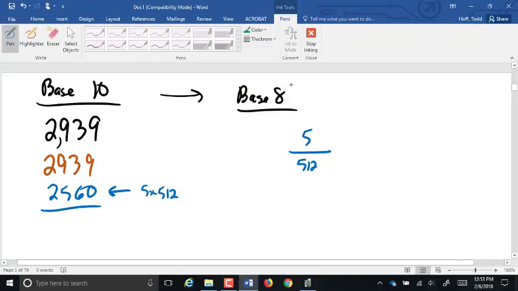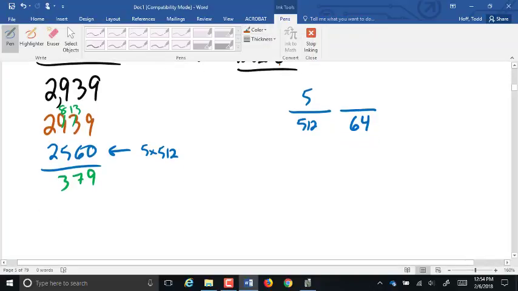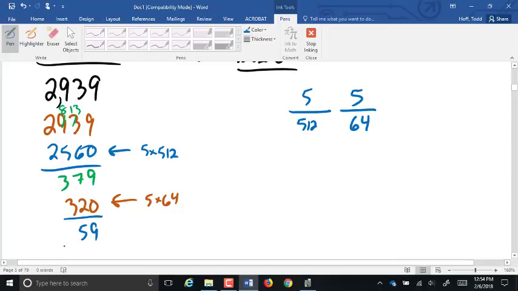I subtract that, what's left? 379. What's my next digit? 64. How many times does 64 go into 379? 5 times. 5 times 64 would be 320. So I'm going to put a 5 in the 64 place value. Subtracting 320 leaves me with 59.